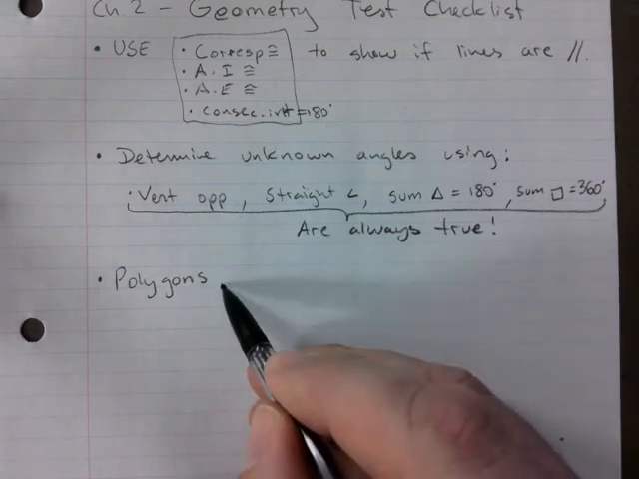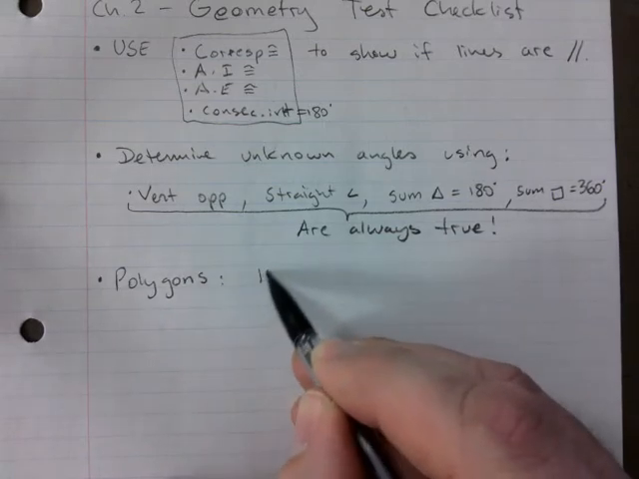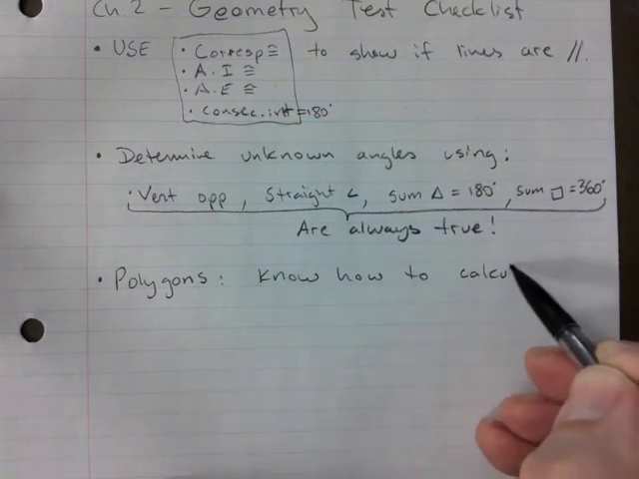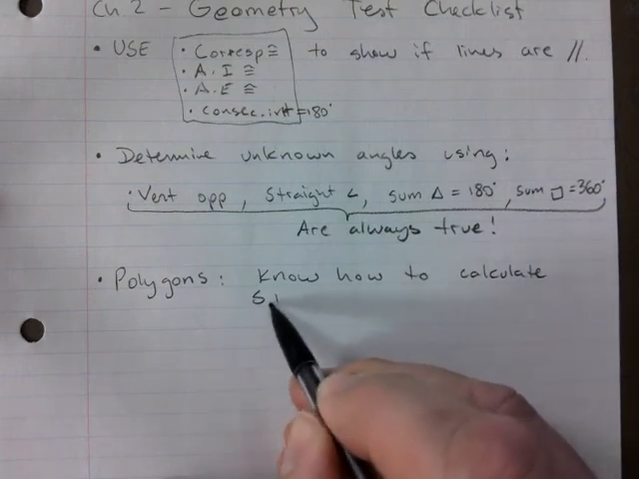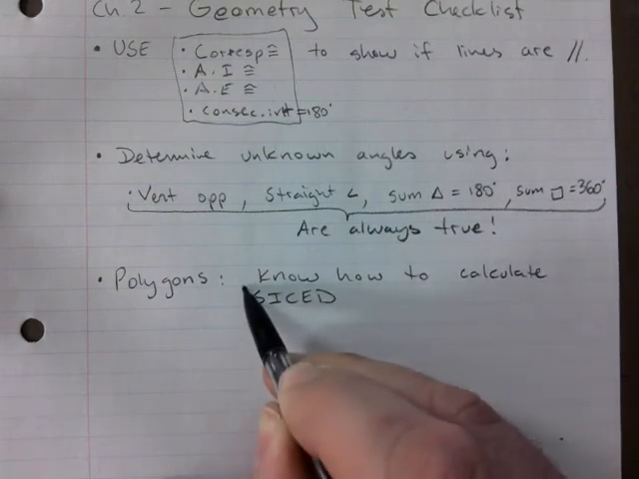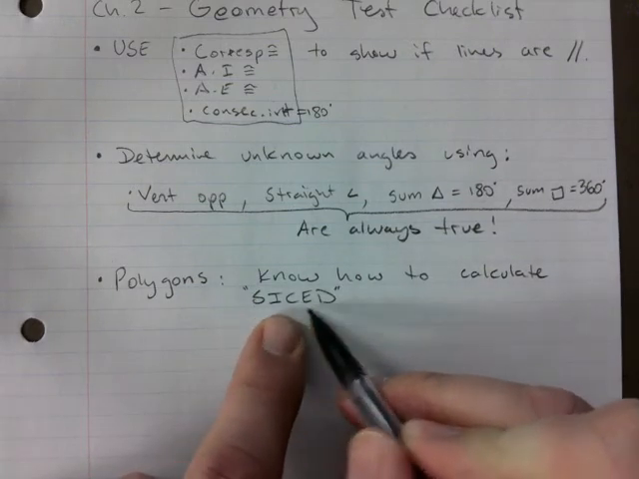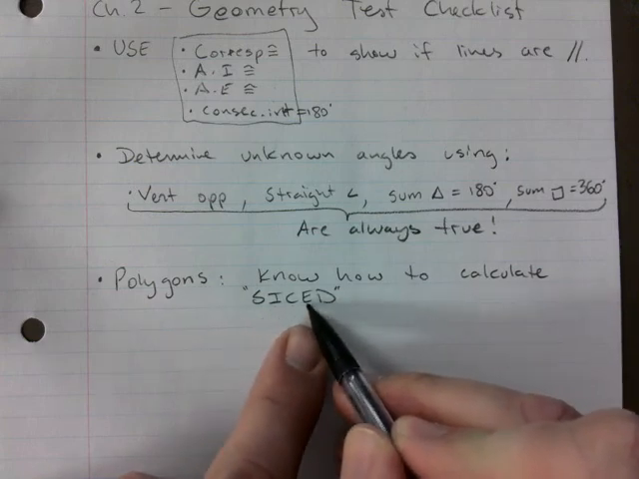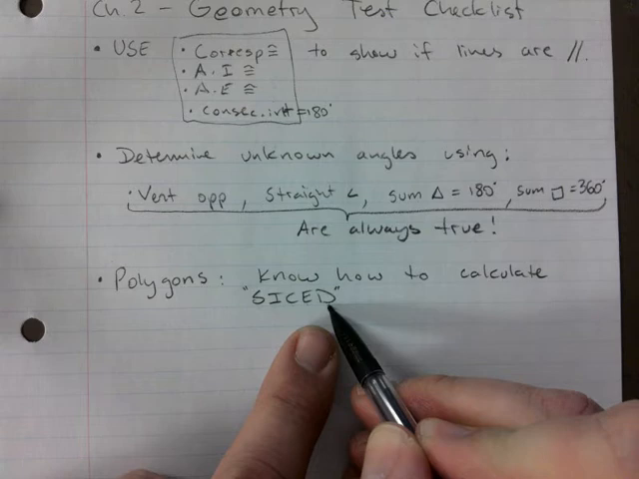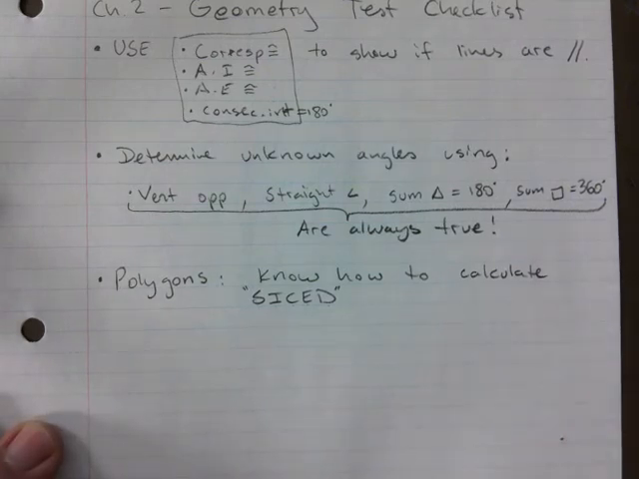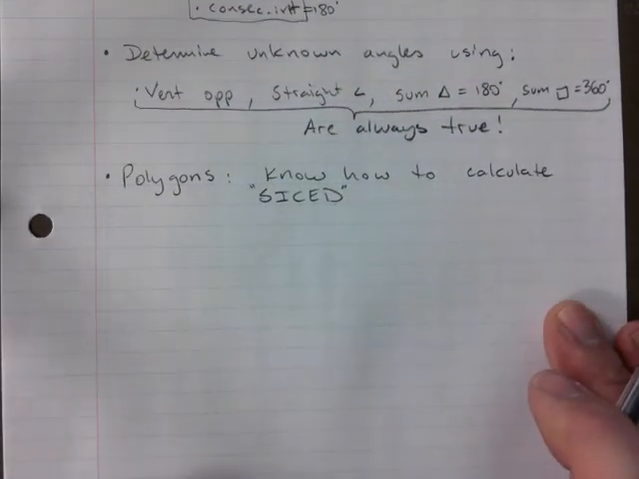Polygons. Know how to calculate. This is just an acronym, right? To remember, right? The sum, the interior, the central, the exterior. Did we do number of diagonals? I gave you the formula, but you don't have to worry about that one in particular. So know how to do that.